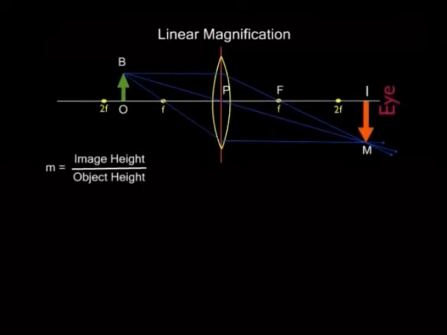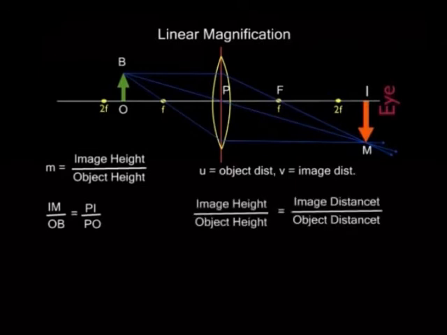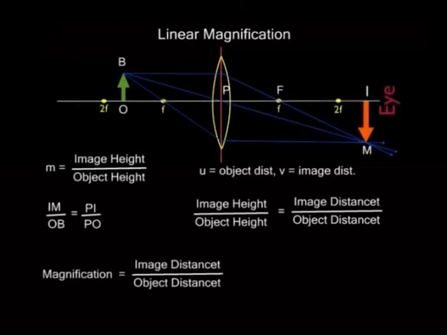Now, consider an object OB placed in front of a convex lens. OB is the height of the object and IM is the height of the image. Let U be the object distance PO and V the image distance PI. Triangles POB and PIM are similar. Therefore, IM over OB is equal to PI over PO. Therefore, image height over object height is equal to image distance over object distance. Magnification M can therefore also be represented as image distance over object distance. M is equal to V over U.